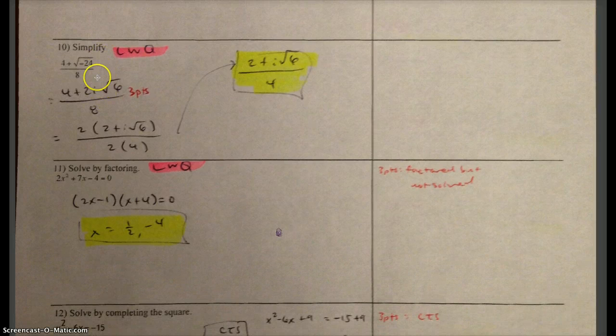Question number 10. The reason why I put it back on this week's quiz is because many students were missing this. Anytime you have a negative there, you know that it's going to be a complex, so you're going to have i. Square root of 24 is 4 and 6, so that 2 comes out. And from here, 4 and 2, my GCF there is 2, and my GCF of an 8, I'm going to take out a 2 as well, and I can cancel these 2's, and you're left with 2 plus i radical 6 over 4.